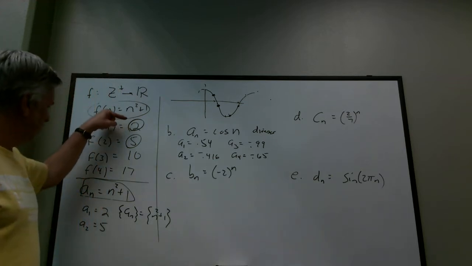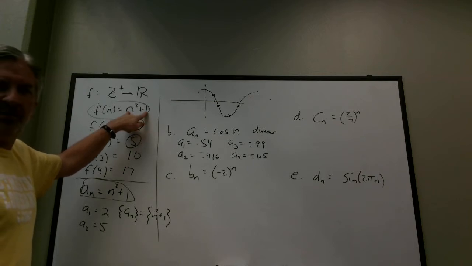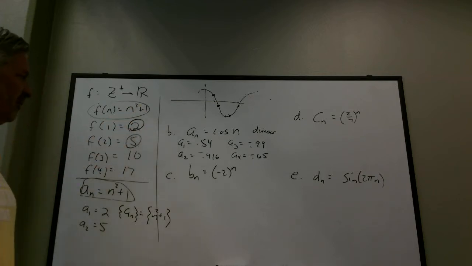What does this sequence do? The 2, 5, 10, 17, etc. Are those getting close to a single number? No, this n squared plus 1 is going to get bigger and bigger, so that sequence won't converge either.